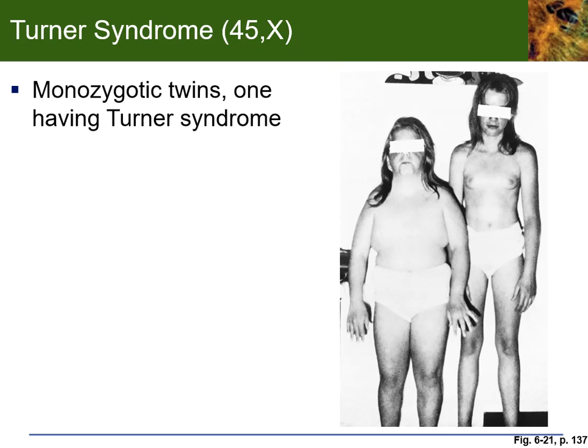Here are twins. These are monozygotic twins. One has Turner syndrome. The twin with Turner syndrome on the left is 45X. The other twin on the right is 46XX. In this case, the condition arose through mitotic non-disjunction, which occurred after fertilization.